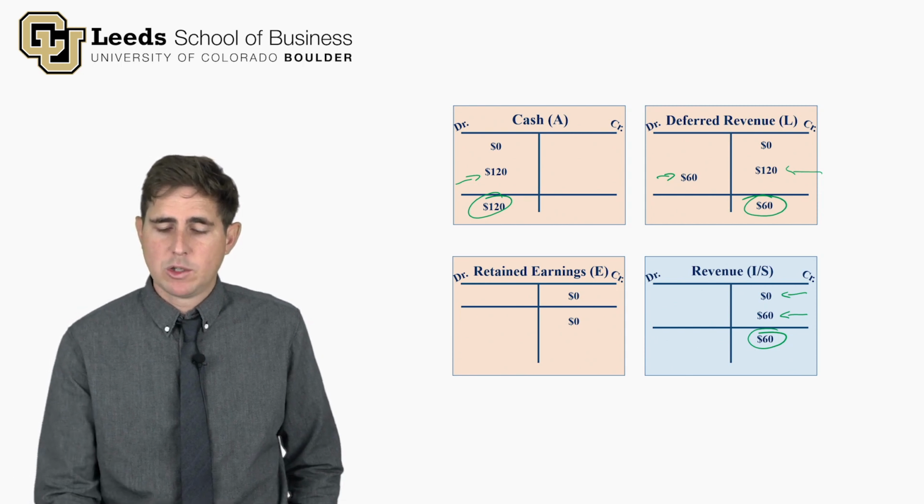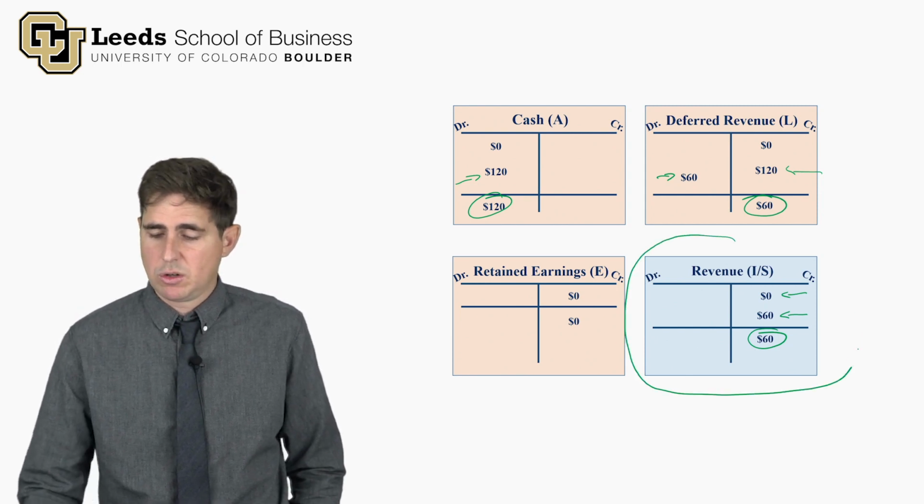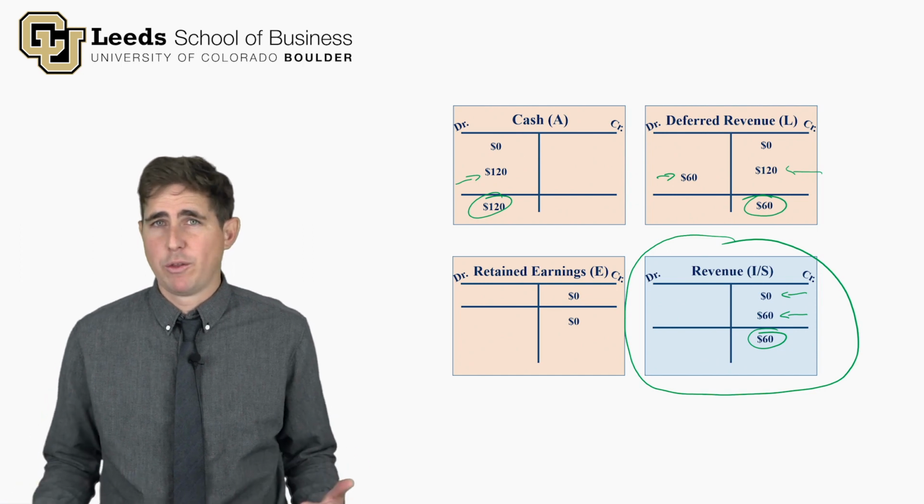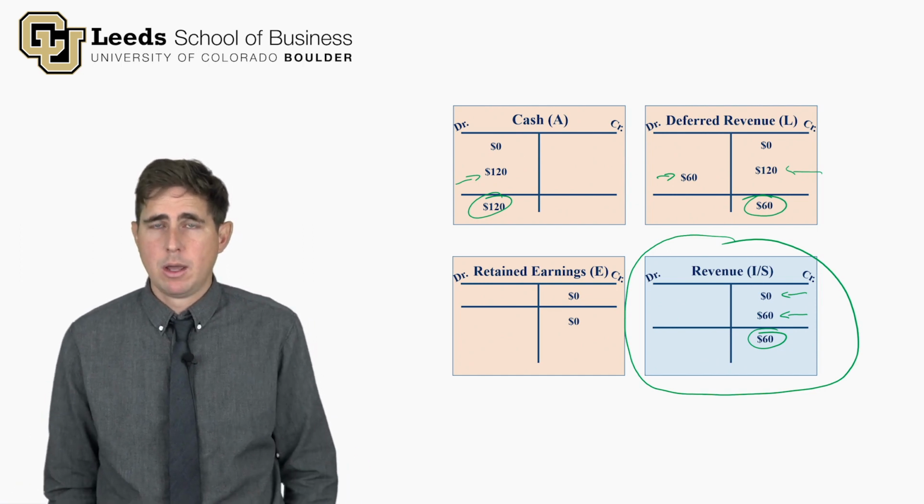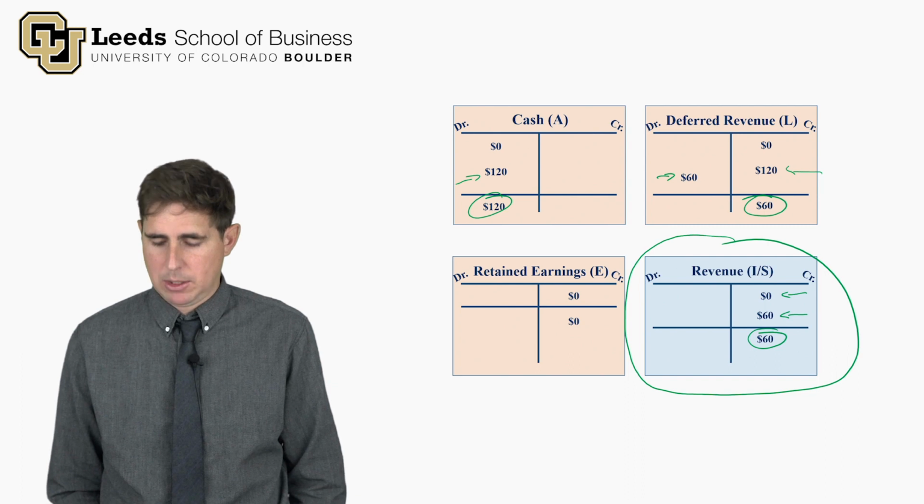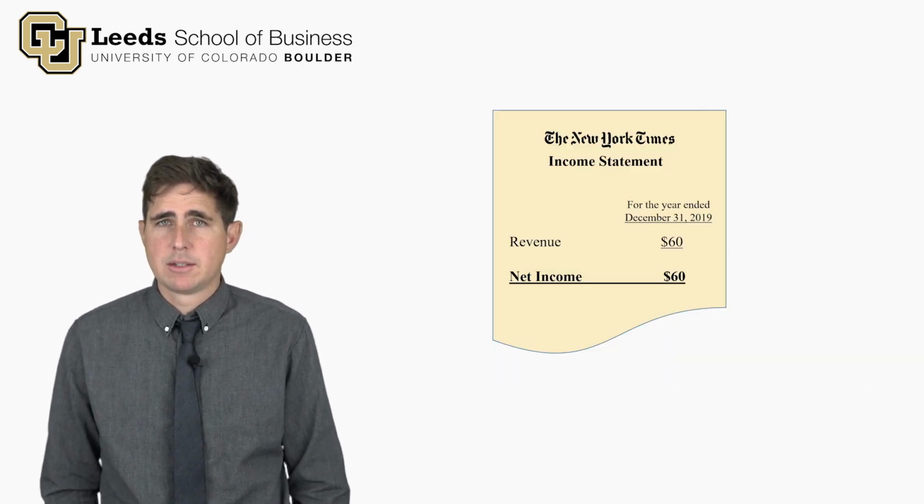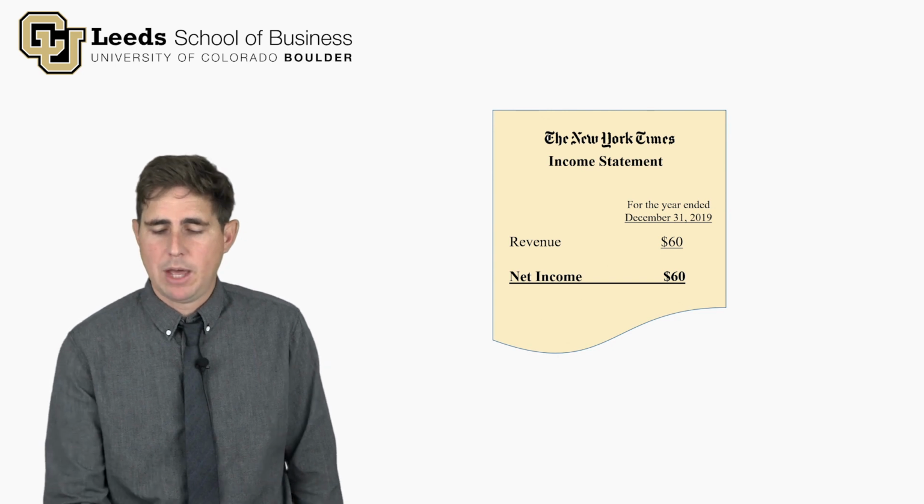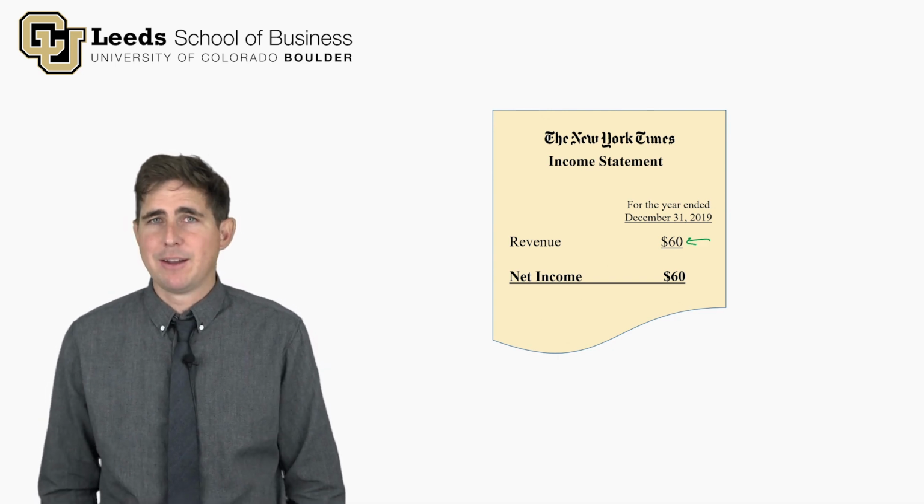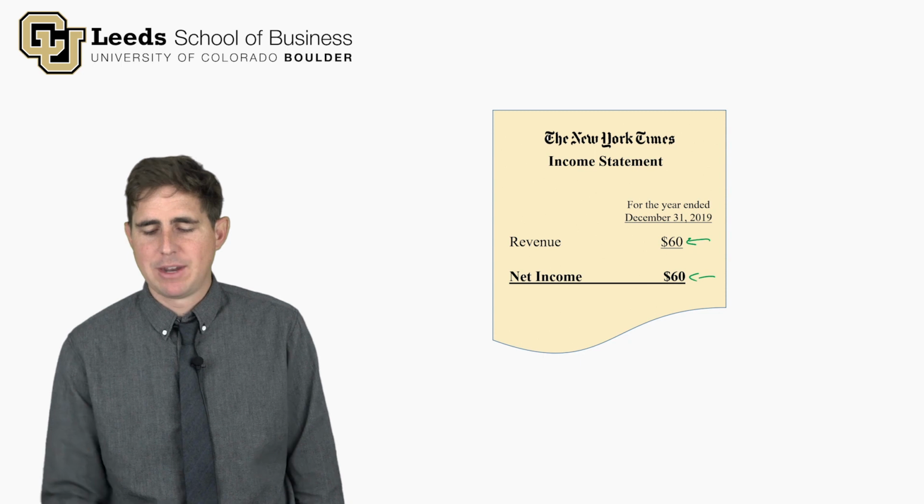So all we do is we go into our T accounts and just circle our income statement accounts. Usually we'd have more than one. This time we only have one. And now we just present it in an income statement. So here's the income statement, New York Times income statement for the year ended December 31st, 2019. We had revenue, that's the only account we had, of 60, and so therefore we have net income of 60.